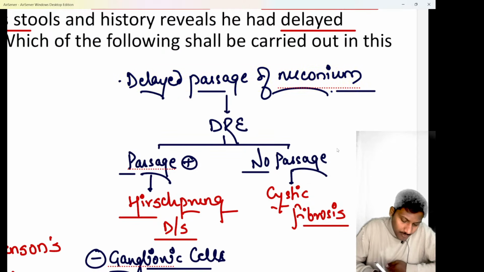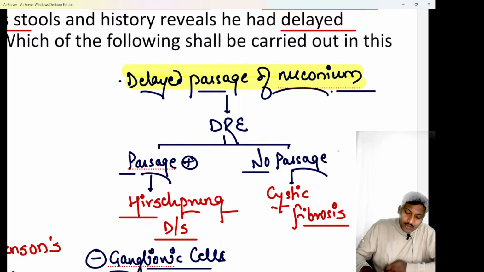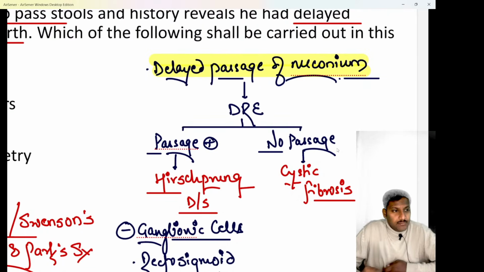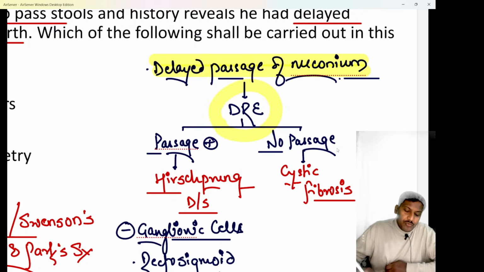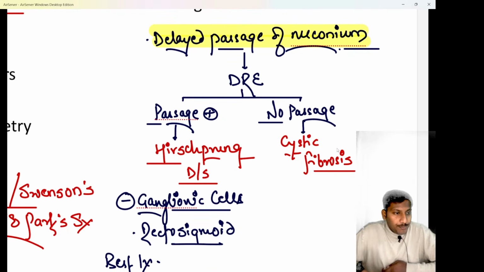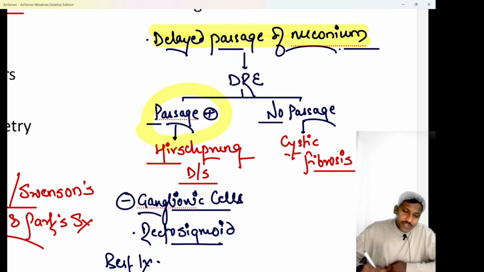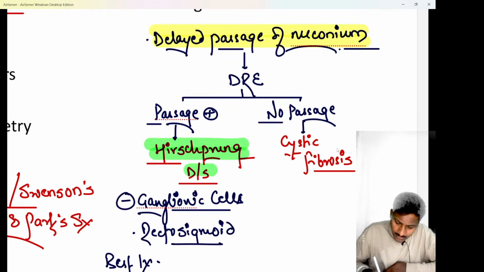We know normally meconium should pass within 48 hours of birth, and urine should pass within 24 hours. But if meconium hasn't passed even within 24 hours of birth, we call it delayed passage of meconium. For that, we do a DRE, or digital rectal examination. And when we do a DRE in the neonate and stimulate the rectum, please remember, if there is passage of stools, we know it is a classical diagnosis of Hirschsprung's disease, also called congenital megacolon or congenital aganglionosis.